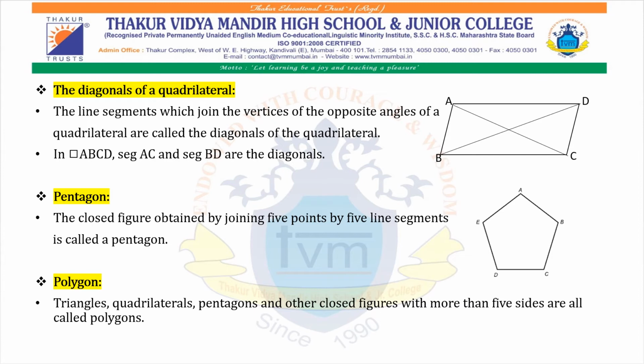Pentagon. The closed figure obtained by joining 5 points by 5 line segments is called a pentagon. Polygon. Triangles, quadrilaterals, pentagons and other closed figures with more than 5 sides are all called polygons.